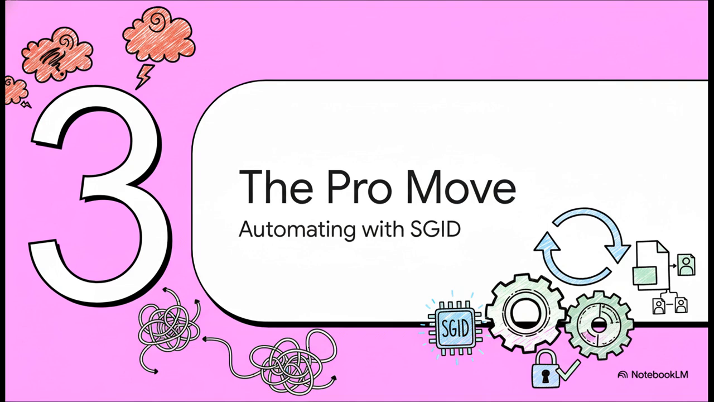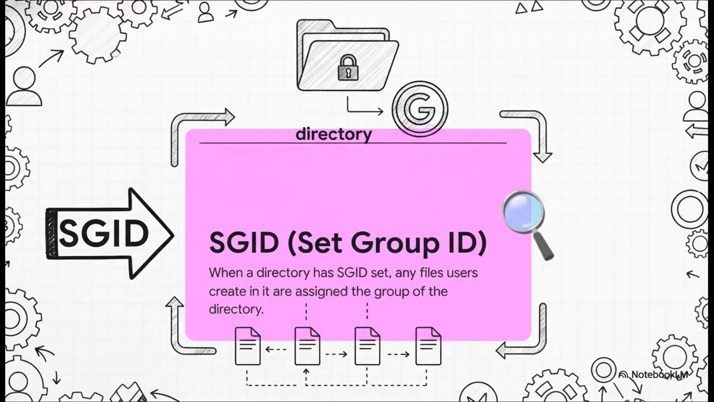But thankfully, there is a professional-grade solution that automates this whole process and makes sure permissions are always correct. It's called the SGID bit. The SGID, or Set Group ID bit, is a special permission you can put on a directory, and when it's set, it totally changes the default behavior. It basically tells Linux, hey, ignore the user's primary group. Any new file created here must inherit the group of this parent directory. It's like a rule that can't be broken.